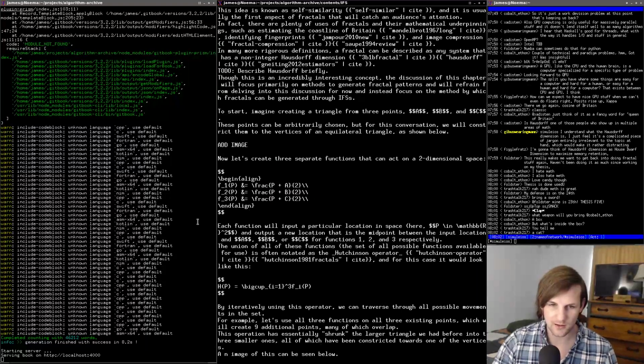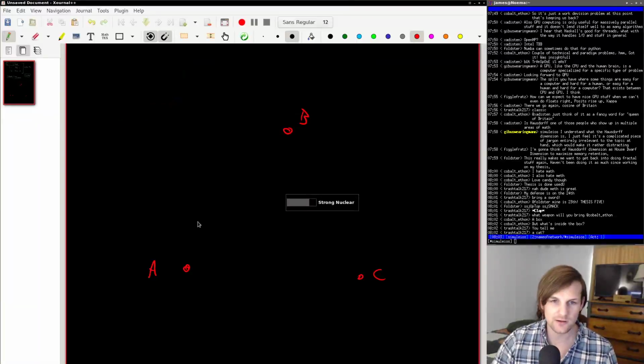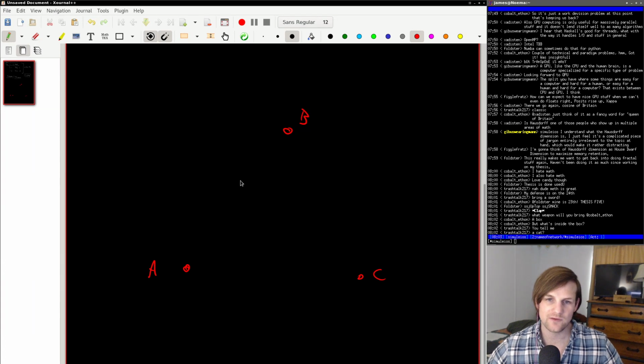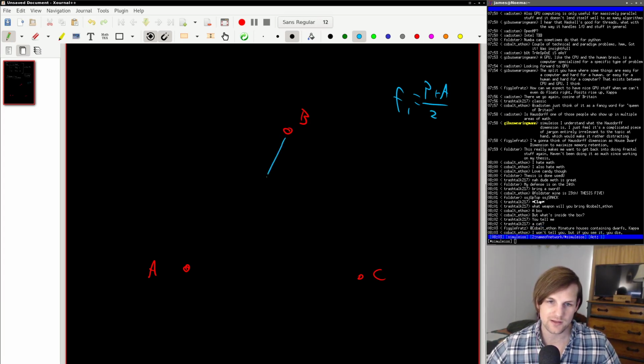Okay. So what I'm showing here in the next visualization is essentially that if you use function 1, which is going to be equal to P plus A over 2, you're going to create 3 additional points. So B is going to move over here, C is going to move over here, and A is going to stay in place. So you'll create a small triangle here, right?